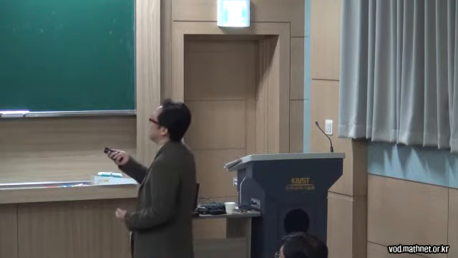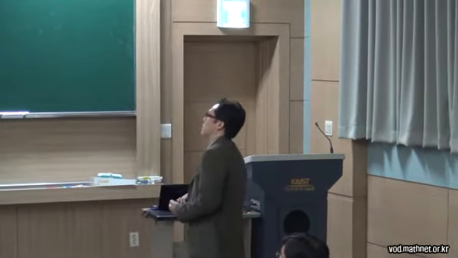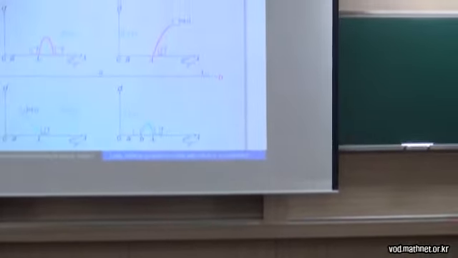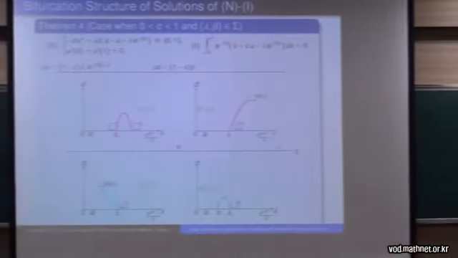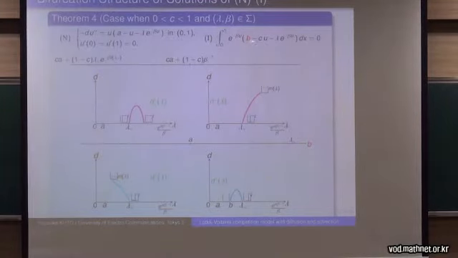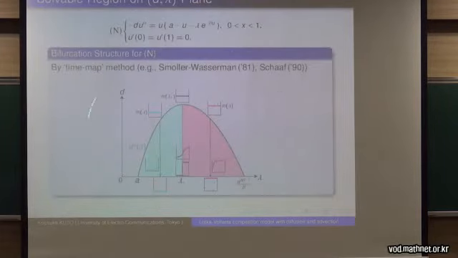This theorem states the global bifurcation structure of N and I in the case when C is less than 1. The global bifurcation structure can be classified into 4 kinds, depending on B. B is in the integral constraint. This is the B axis. B is between these two numbers. This is the corresponding bifurcation curve, which comes from this figure.